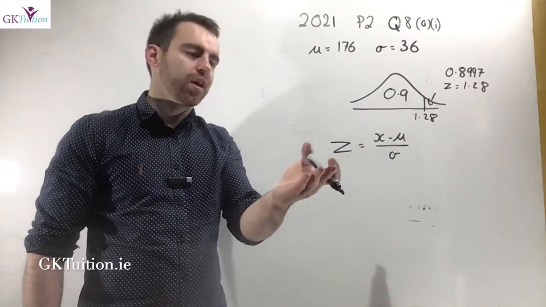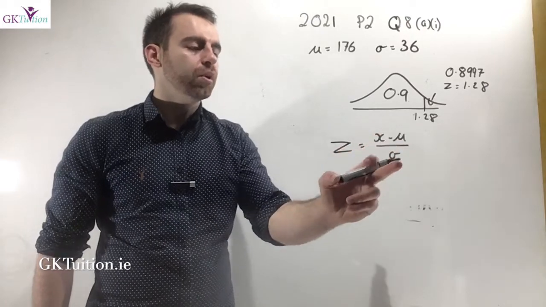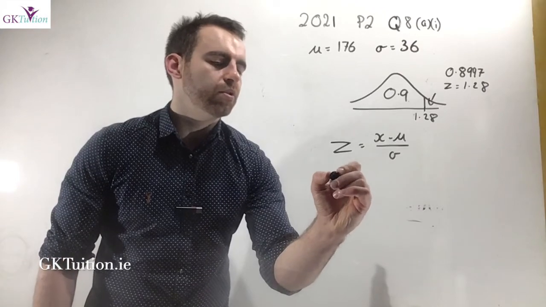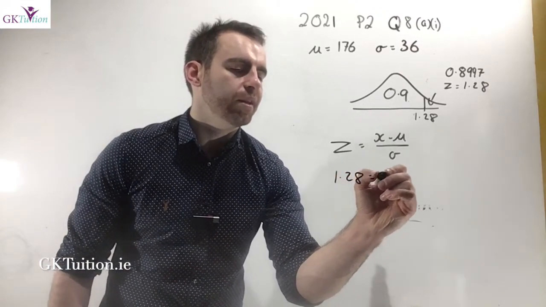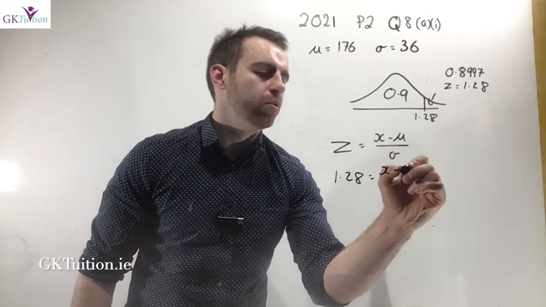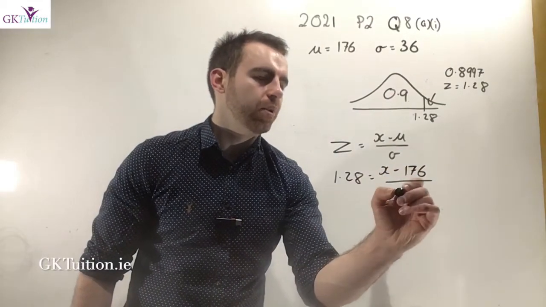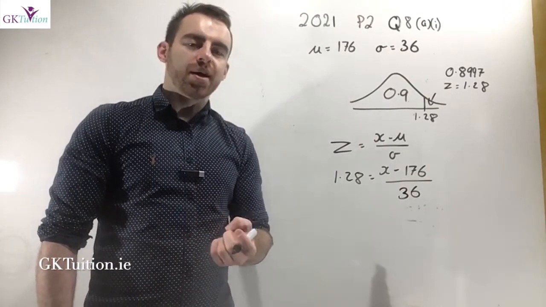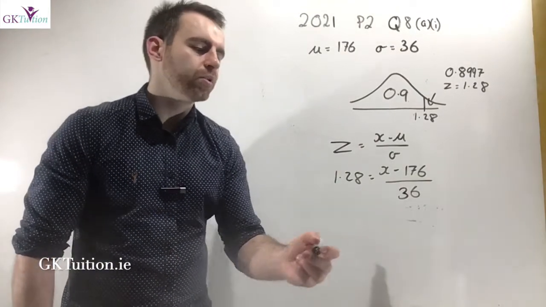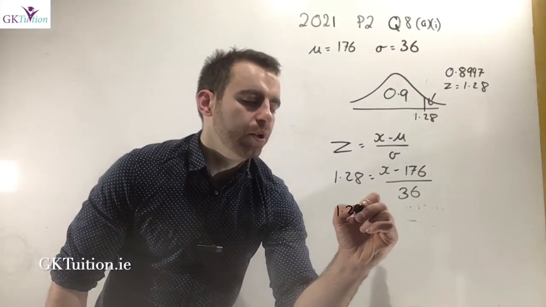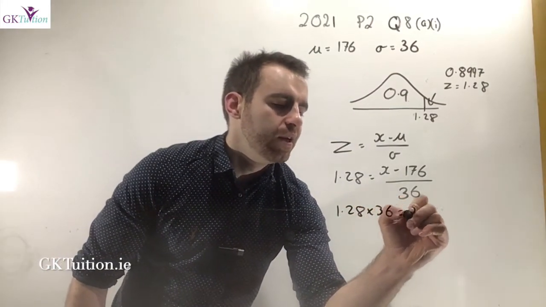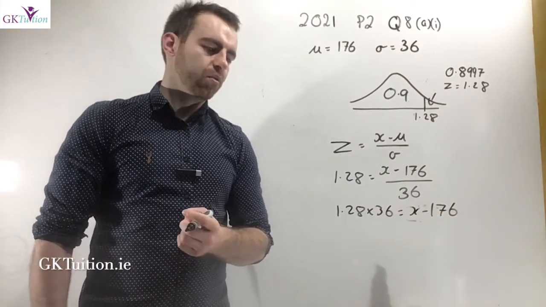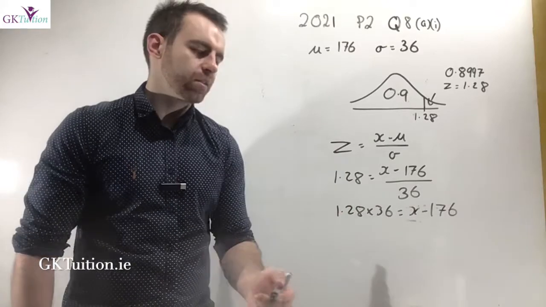And now we can use our standardizing formula. We know z, we know mu, we know sigma. The only thing we don't know is x. So it's relatively straightforward now to just sub in. Z is 1.28, which is equal to x minus 176 divided by 36. Now we just have simple algebra. In order to get rid of our fraction, we multiply both sides by 36. We get 1.28 times 36 is equal to x minus 176. And to get x on its own, we add 176 to both sides.